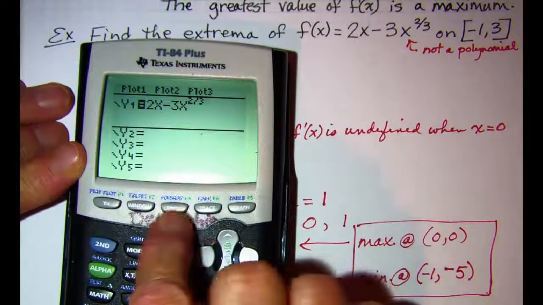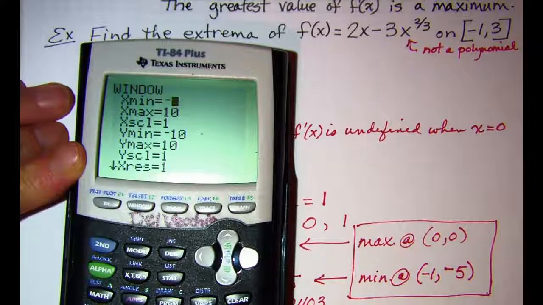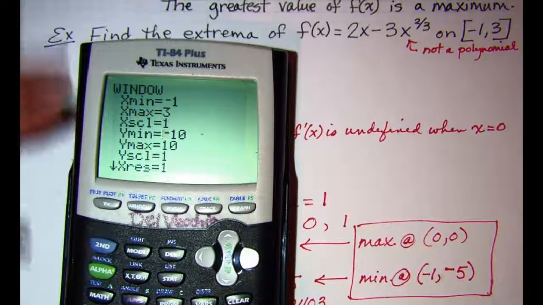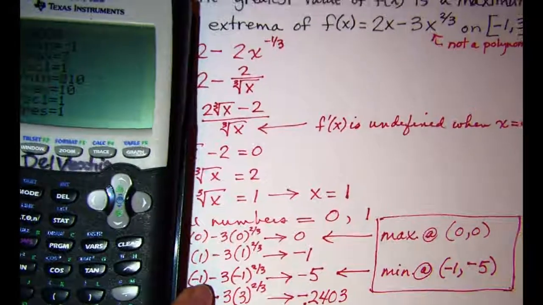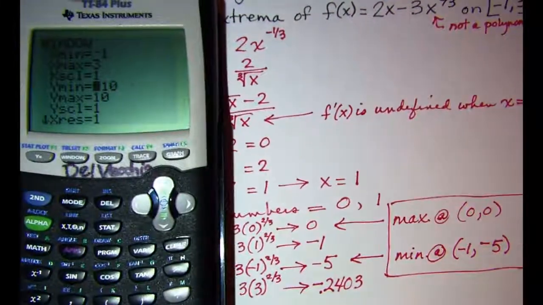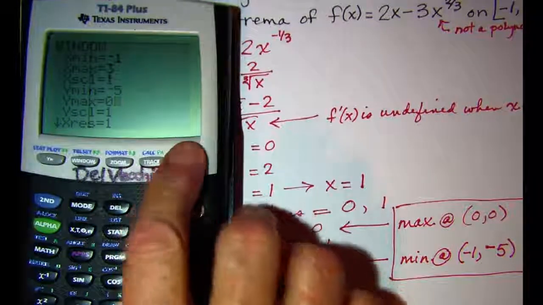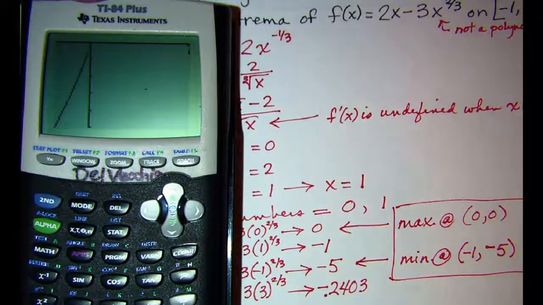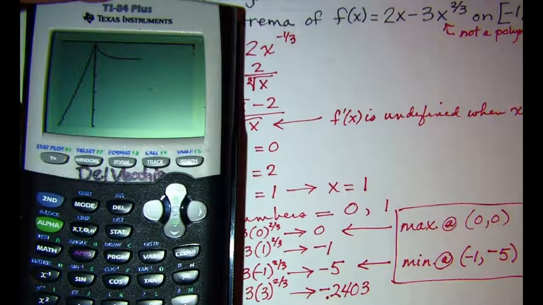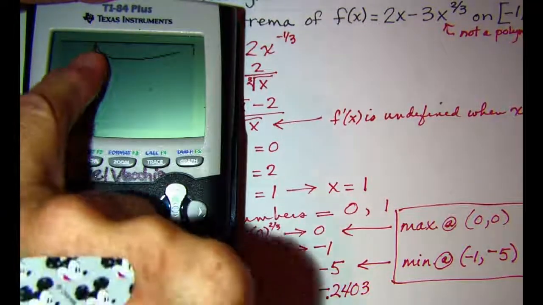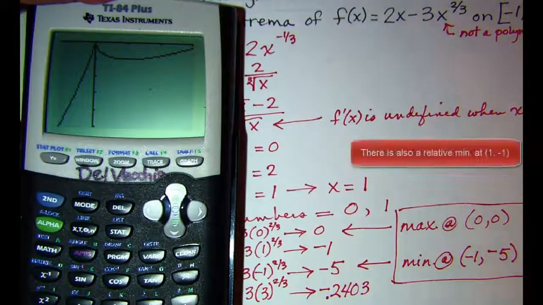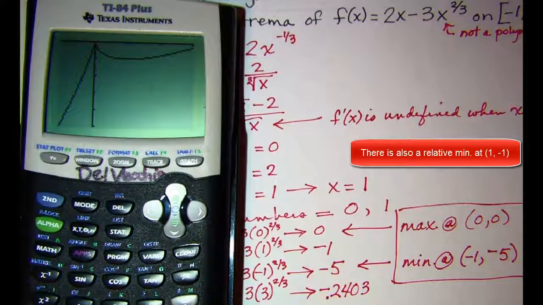And I want to set my window from -1 to 3. And my y minimum was -5. And my y max is 0. See, we have our sharp point right there at 0, 0. And that's where it was not differentiable, but it is max.